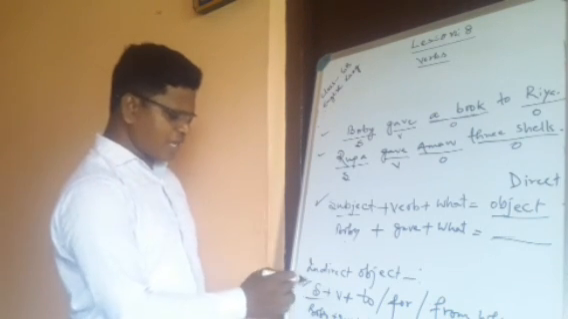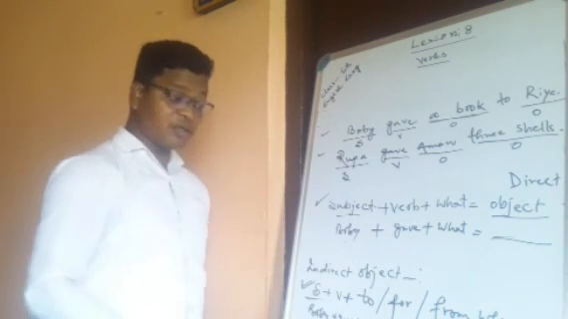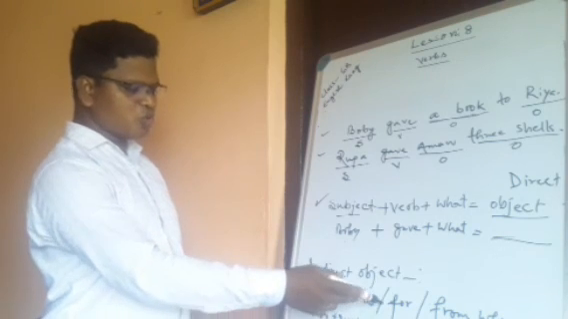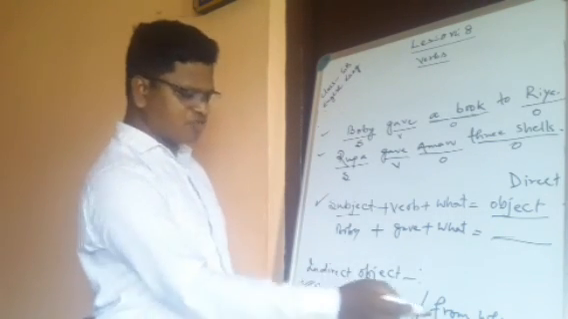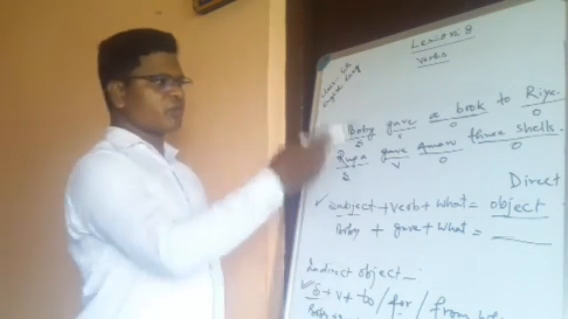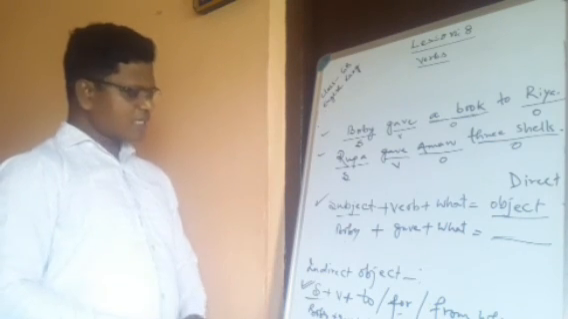So always begin asking questions this way to get the indirect object: subject plus verb, then to, or for, or from. With these 3 options you can ask questions, and the answer that you get will be your indirect object. Hope I have made it clear to all of you.